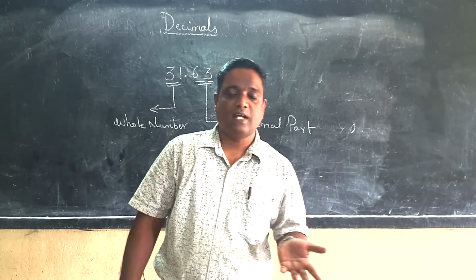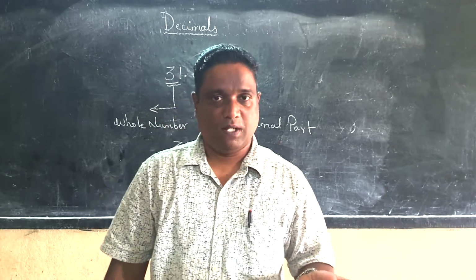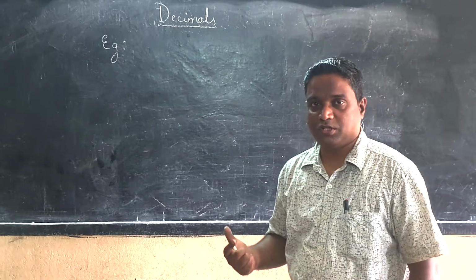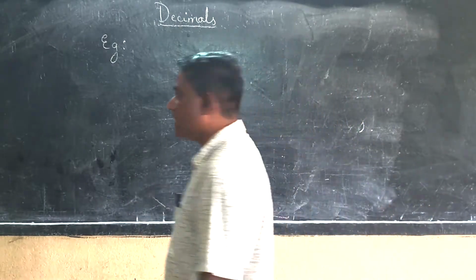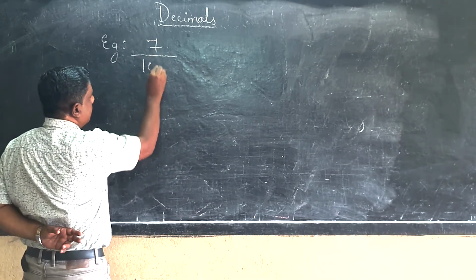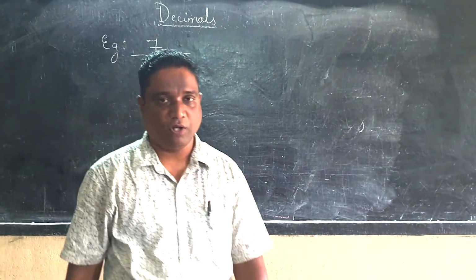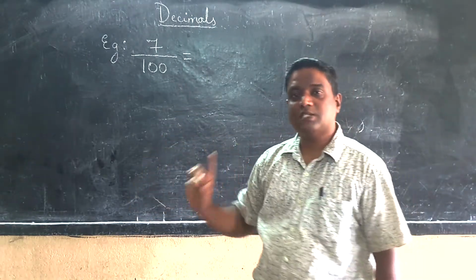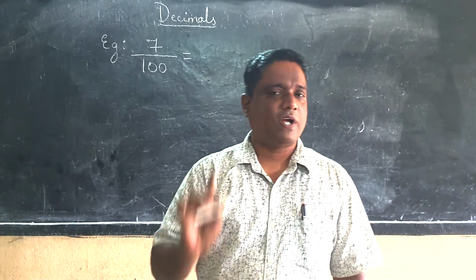First thing we will see is how to convert a fraction into a decimal. Students, we start with an example on fractions. Seven upon 100. 7 upon 100 is a fraction. What I have to do is convert this fraction into a decimal point.